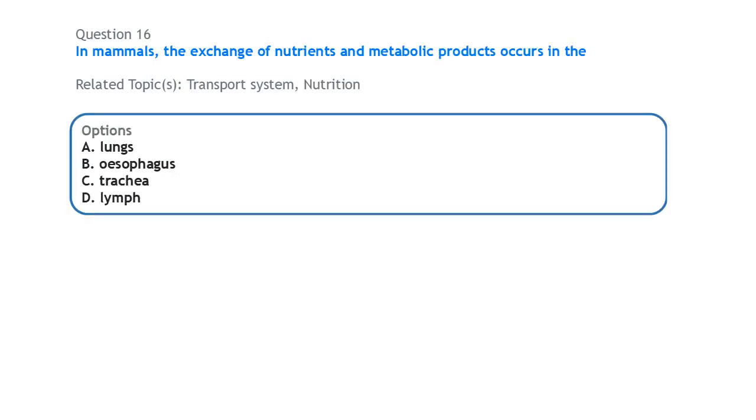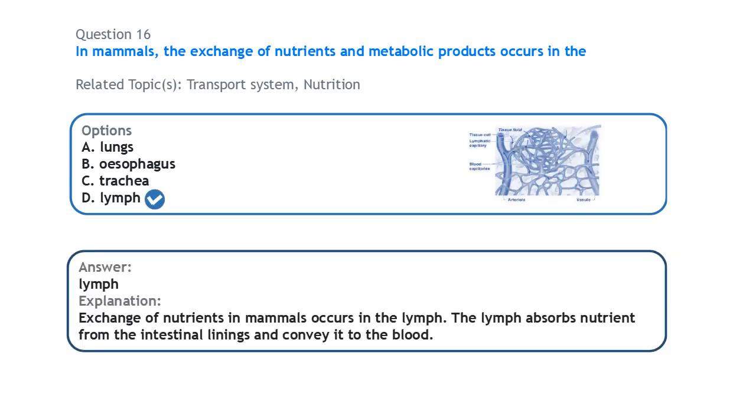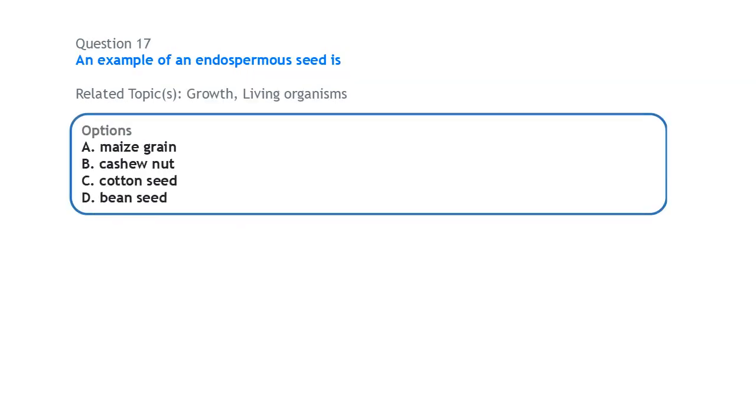Next, on transport system: in mammals, the exchange of nutrients and metabolic products occurs in the lymph, which is a part of the lymphatic system of the body. The lymph absorbs nutrients from the linings of the intestine, and it transports those nutrients to the blood.